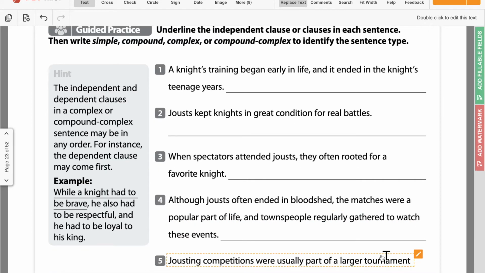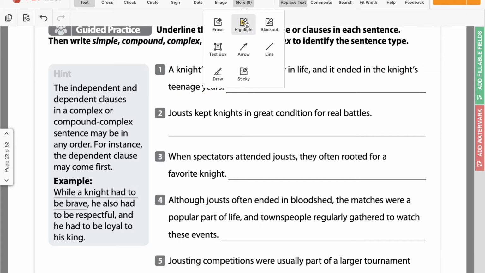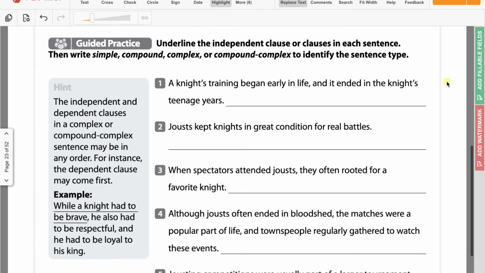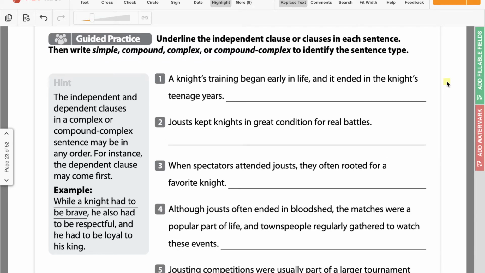Okay, so let's take a look at the practice here. It says underline. I'm going to highlight as always. You guys are used to that by now. The independent clause or clauses in each sentence. Then write simple, compound, complex, or compound complex. So we're just highlighting the independent clause or clauses if there's more than one.